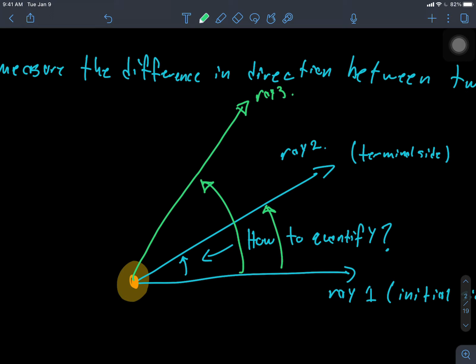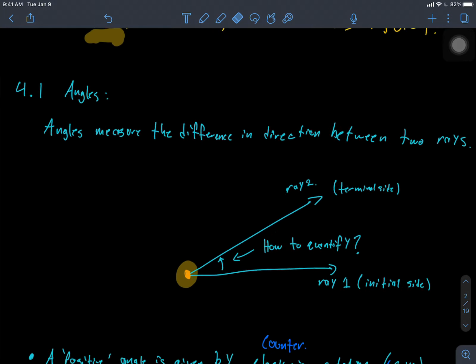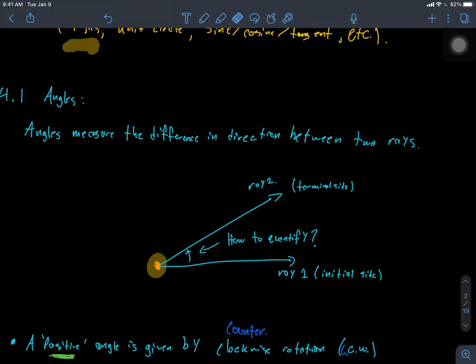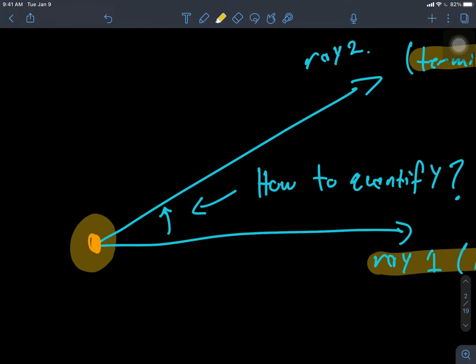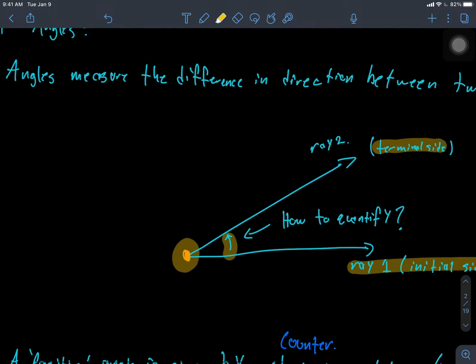There are two main schools of thought for how to quantify this distance, and we'll talk about both of them today. But before we talk about those, let's get our terminology on track. We call this first ray, from which we measure the angle, ray number 1, the initial side. And we call the ending ray the terminal side. The measurement of the angle is as we move from the initial side to the terminal side.